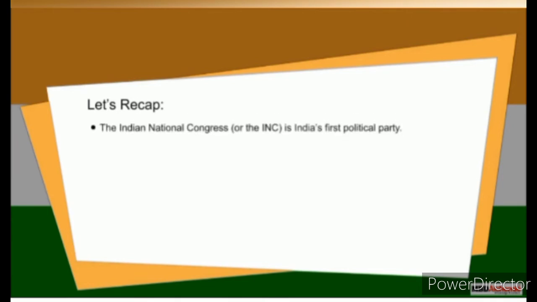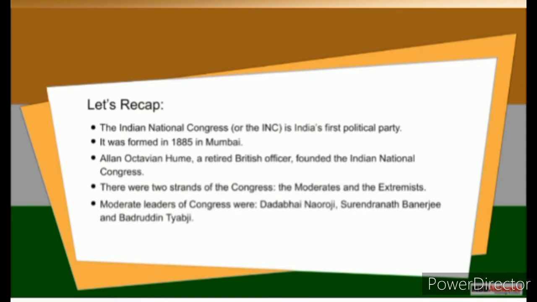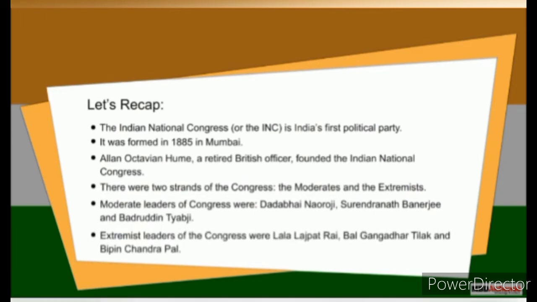Let's recap. The Indian National Congress, or the INC, is India's first political party. It was formed in 1885 in Mumbai. Alan Octavian Hume, a retired British officer, founded the Indian National Congress. There were two strands of the Congress, the moderates and the extremists. Moderate leaders of Congress were Dadabhai Naoroji, Surendranath Banerjee, and Badruddin Tayyabji. Extremist leaders of Congress were Lala Lajpat Rai, Bal Gangadhar Tilak, and Bipin Chandra Pal.